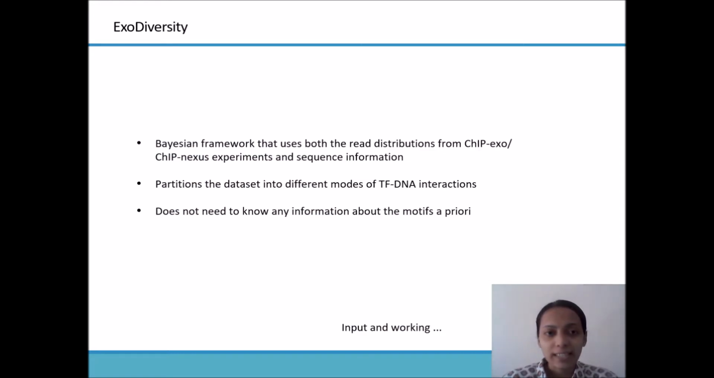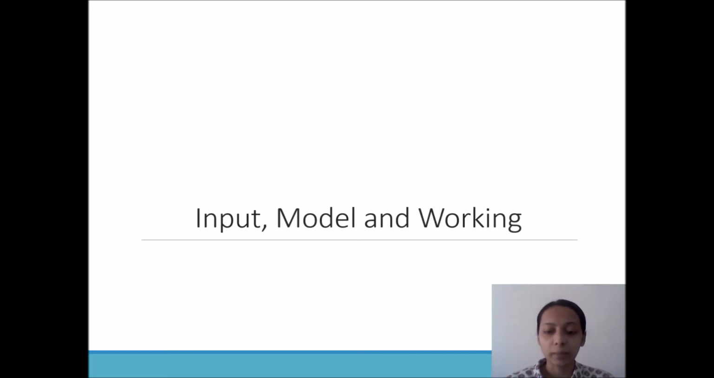We present our method ExoDiversity. It is a model-based Bayesian framework that uses both sources of information, the read distributions as well as the DNA information, simultaneously to partition the dataset into different modes of protein binding, with each mode having its own characteristic motif and the respective read distributions. Let us look at the input, model, and the working of our algorithm next.